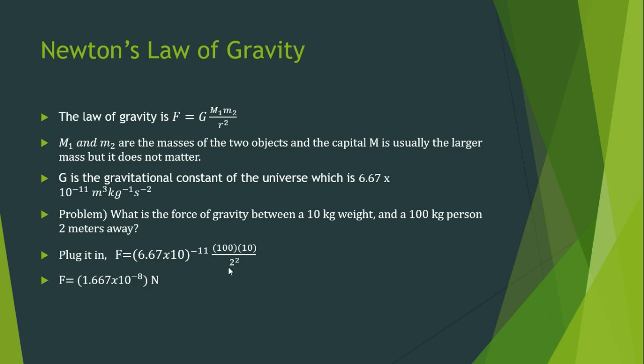And be sure always to write your units. So force is always in newtons. And by the way, this is a very, very small force. So this is 1.667 times 10 to the negative 8th. So if you wanted the number in standard form, you'd move this decimal 8 places to the left. So it would be practically 0.000 newtons. So 0 newtons. So this force is very small between these two objects.